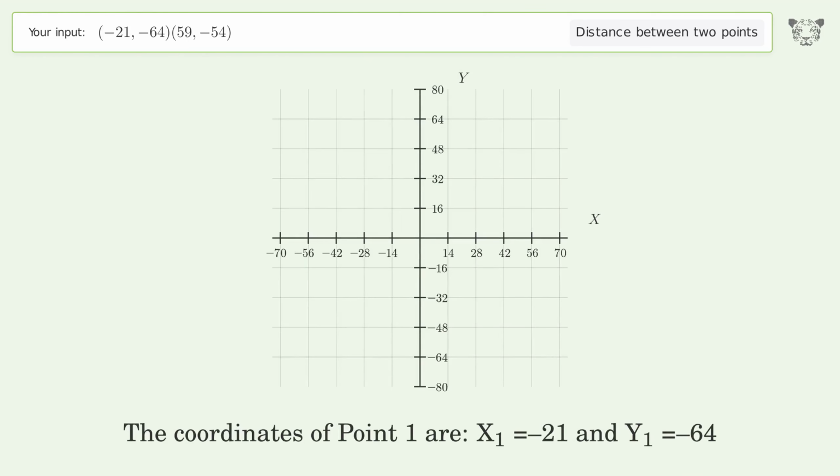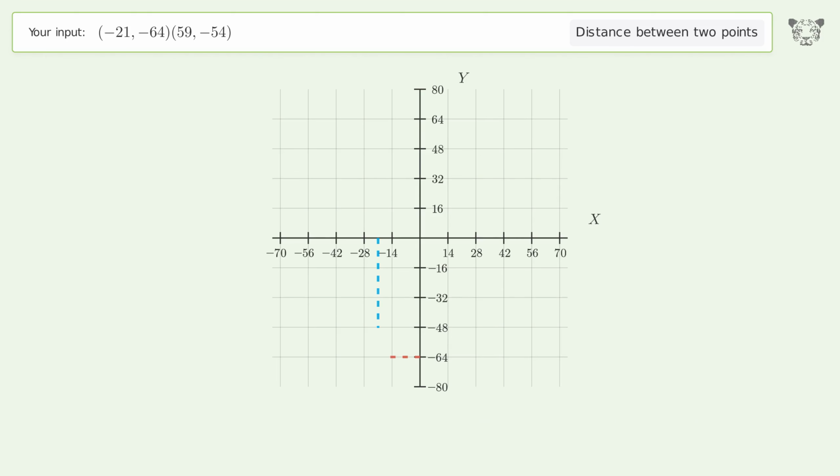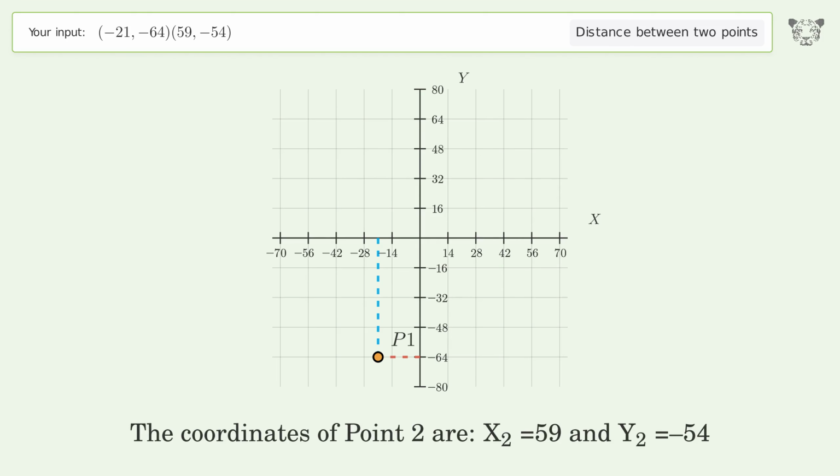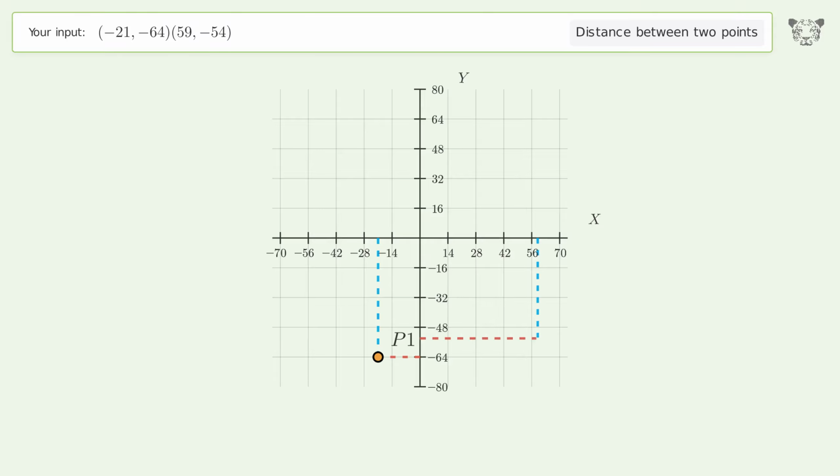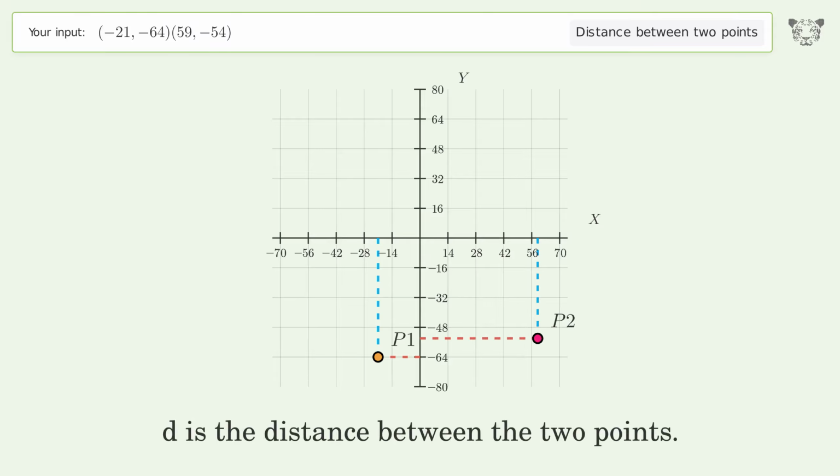The coordinates of point 1 are x1 equals -21 and y1 equals -64. The coordinates of point 2 are x2 equals 59 and y2 equals -54. D is the distance between the 2 points.